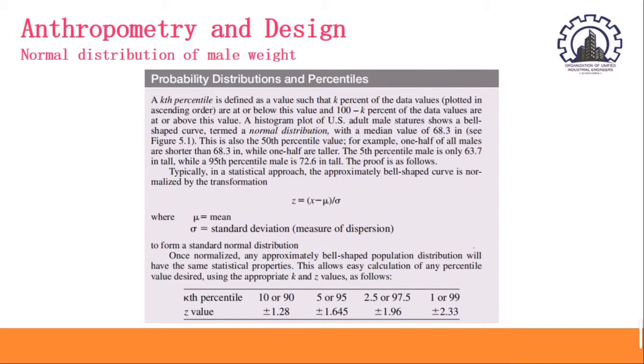So, for the kth percentile, when you are using the 10th or the 90th percentile, your z value would be plus or minus 1.28. When your kth percentile is the 5th percentile or 95th percentile, the z value is plus or minus 1.645. If the percentile is 2.5th or 97.5th percentile, the z value would be plus or minus 1.96. And lastly, if your percentile would be 1st or 99th, the z value would be plus or minus 2.33.